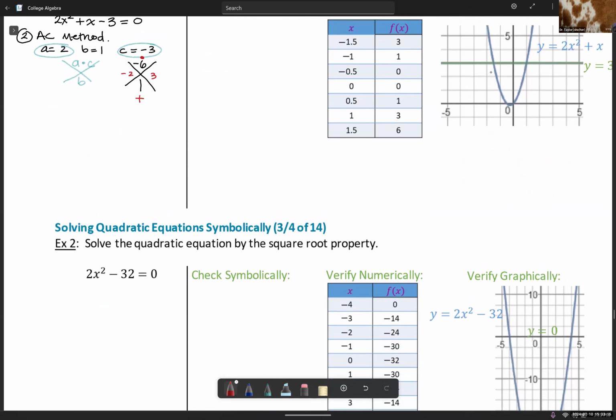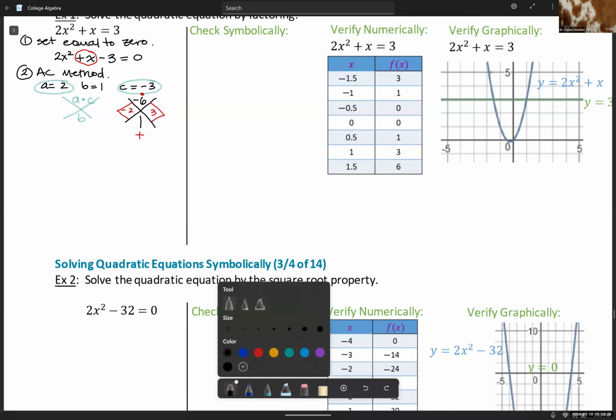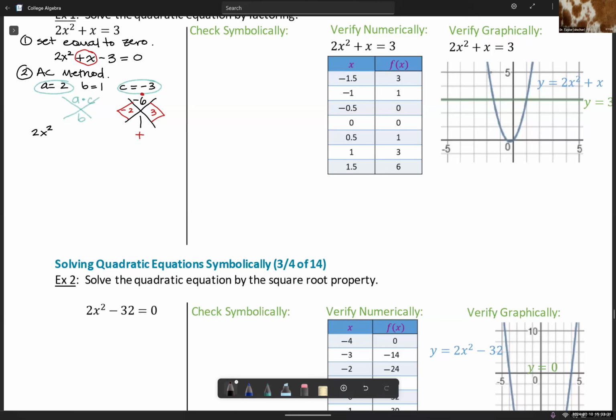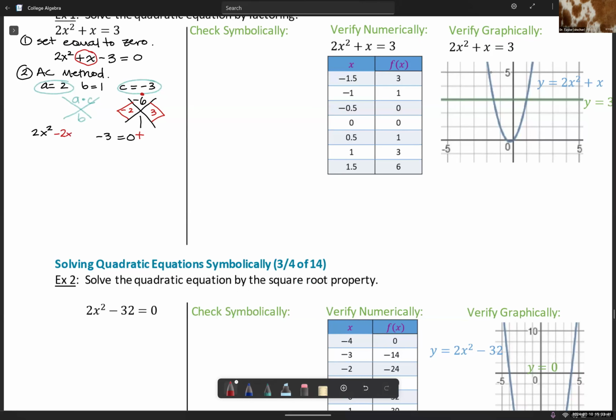When I see this -2 and 3, I'm like, yay, we got our little numbers. We're going to use these to replace this b value. We're going to replace the b value with the -2 and the 3. So let's rewrite our problem. But instead of putting plus 1x, we're actually going to write -2x plus 3x, because -2 plus 3 is still 1. I'm just rewriting it in a way that makes my life a lot easier when it comes to factoring.